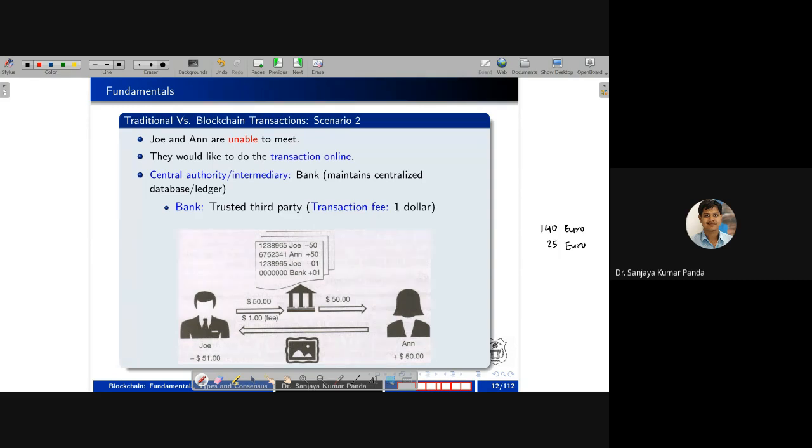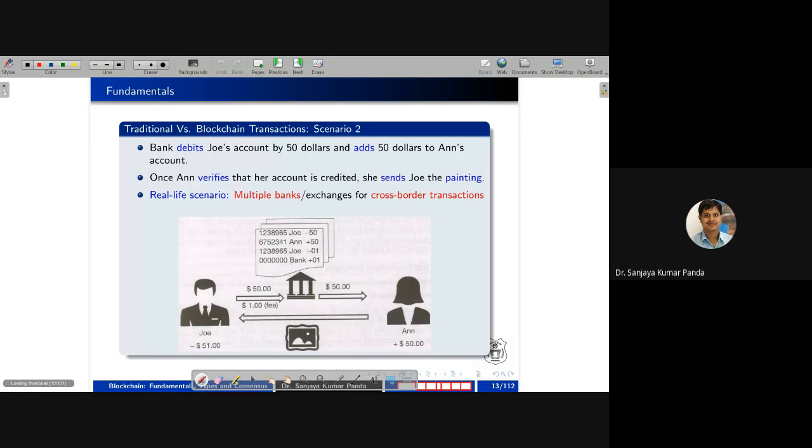Coming to this example also, as I told, the bank debits Joy's account by $50 and adds $50 to Anne's account. And once Anne verifies that her account is credited, she sends Joy the painting. Right? The receiver has to verify the payment. Like when we purchase something from Flipkart or Amazon, once we have placed the order, they check the payment status. Their payment or accounts department confirms the payment. Then your item is shipped to your address, right?